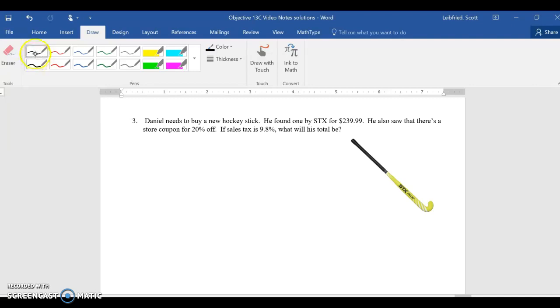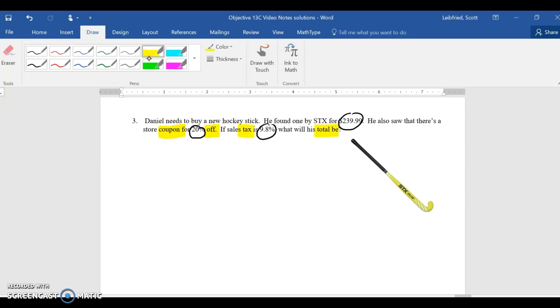So again, if we circle the numbers, because there's a good chance you're always going to use the numbers. Oh, sorry, 20%. And we highlight or underline some key information. It looks like there's a coupon. Remember, coupon is a discount. And we have tax. And the question is, what's the total?